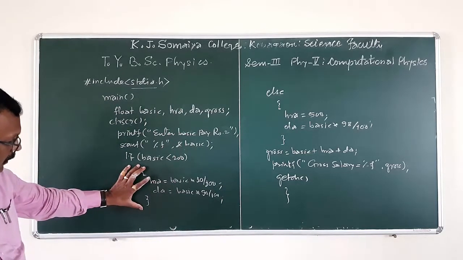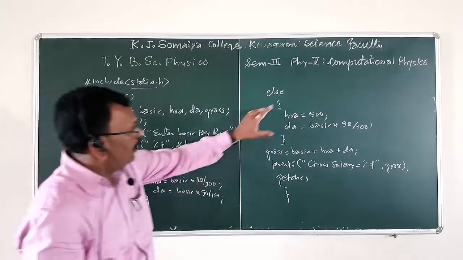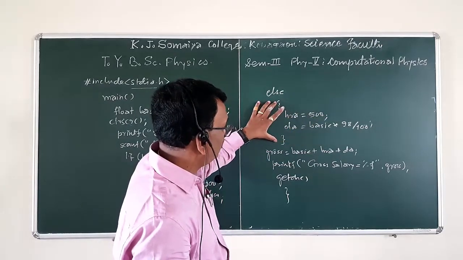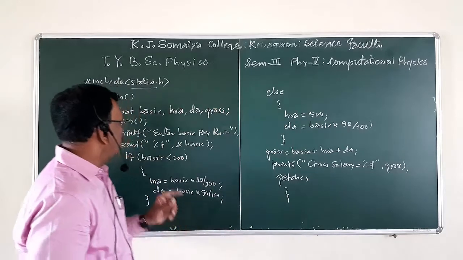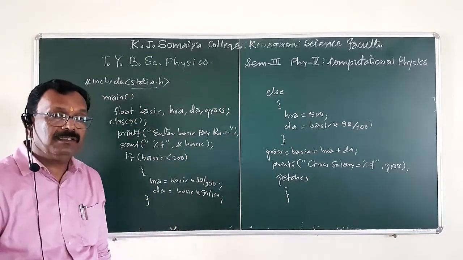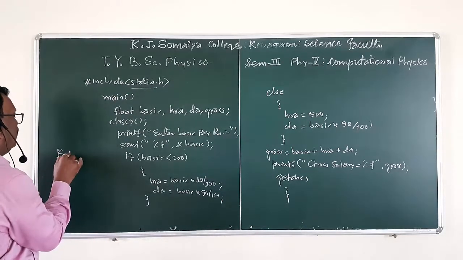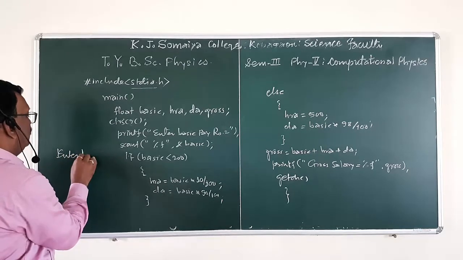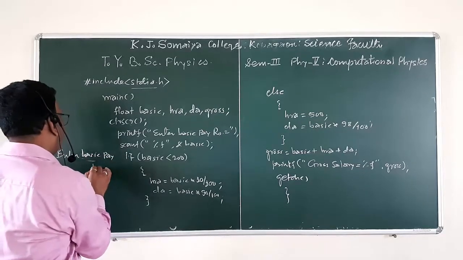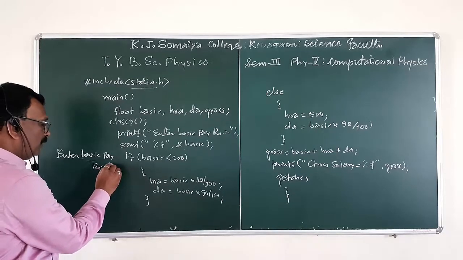This pair of braces and the statements within the pair of braces are the body of this if statement, and there are two statements, enclosed in a pair of braces, and this is the body of the else statement. When this program is executed, the message displayed on the screen is like this: enter basic pay in rupees.